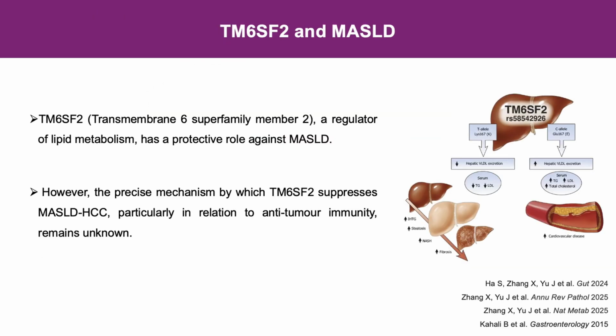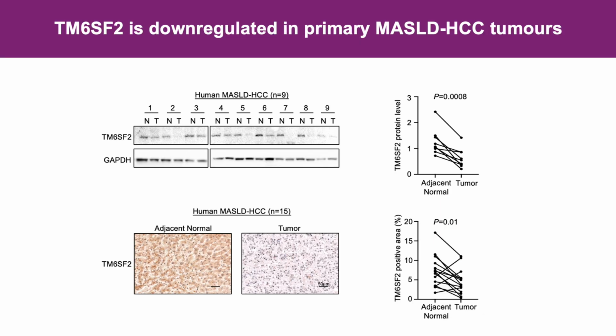TM6SF2 plays a protective role against MASLD. However, its specific role and mechanism in MASLD-HCC remain unknown. In our study, we first analyzed TM6SF2 expression in human MASLD-HCC tumors and adjacent normal tissues. We found that TM6SF2 is significantly downregulated in primary MASLD-HCC tumors.